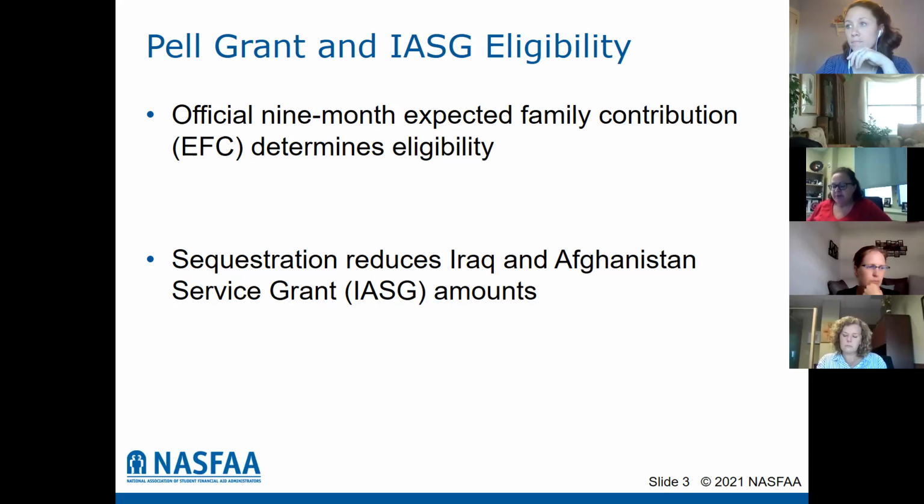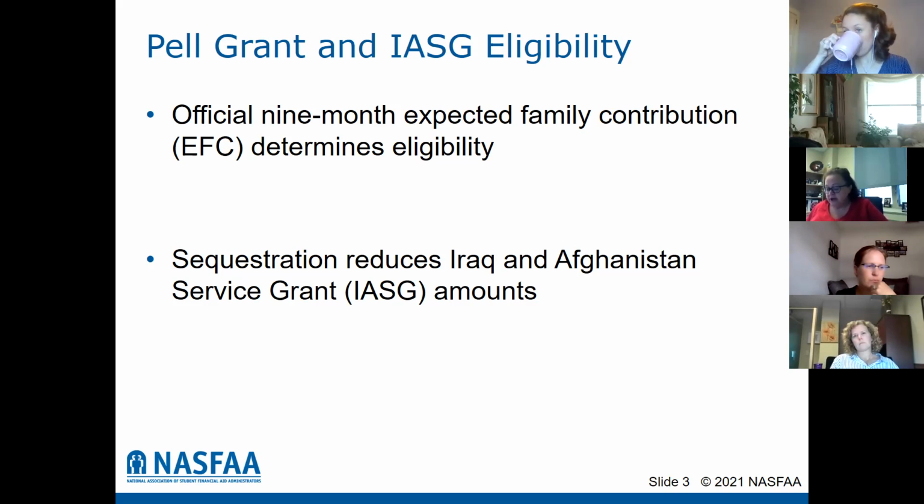Again, the big thing to remember, you're probably going to have more Pell Grants than you are going to have IASG. Most likely, like I said the other day, we have at Pitt, we haven't even had an IASG at the Pittsburgh campus yet. So they're pretty rare. The other thing is you want to remember that these programs are based on enrollment.